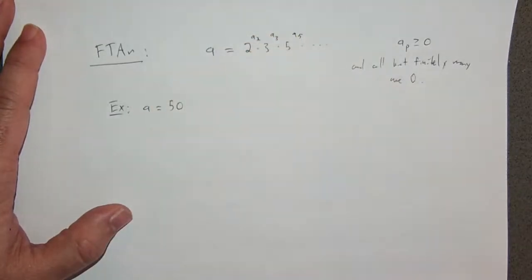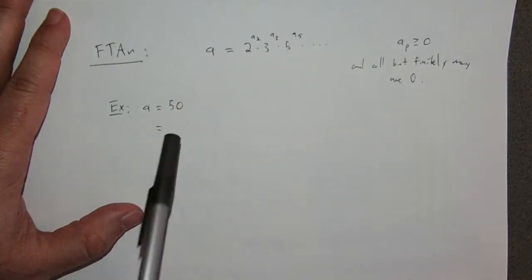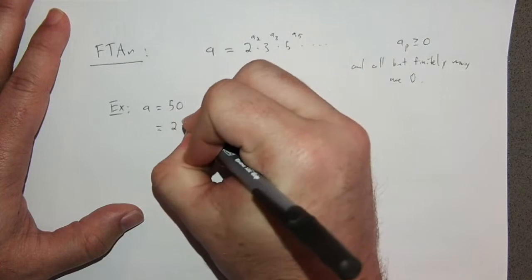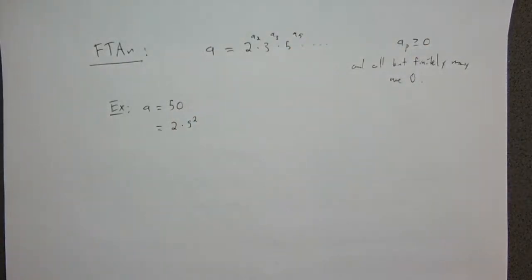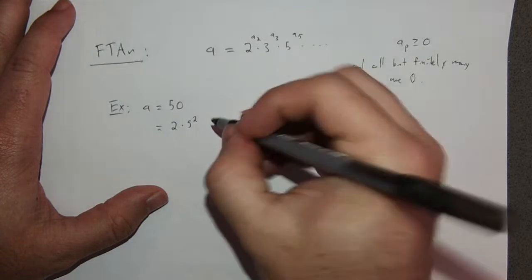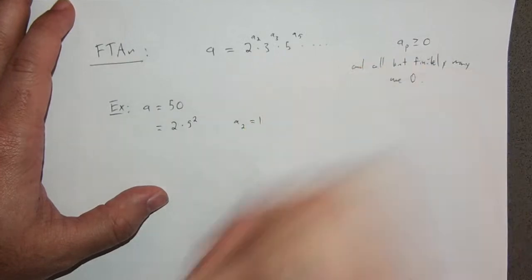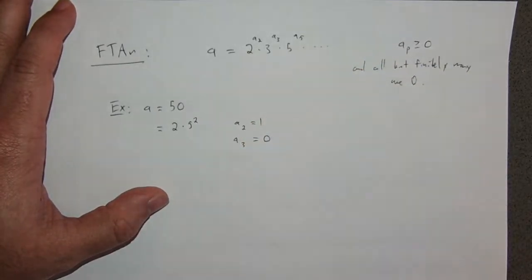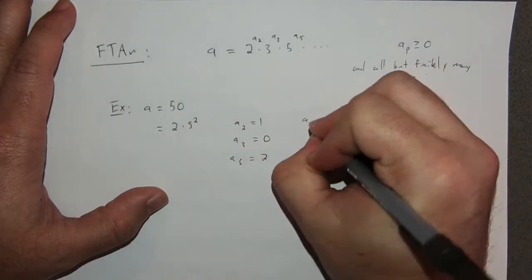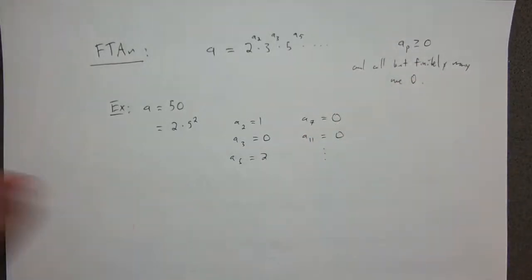So let's say a is like 50, right? So then it's a way of writing this. This is 5 times 10, so that's 5 times 2 times 5. So this is 2 times 5 squared, right? 2 times 25. Okay. So using our notation here, a sub 2 is 1, and a sub 3 is 0, and a sub 5 is 2, and a sub 7 is 0, and a sub 11 is 0, and so on. And all the rest of them are 0.